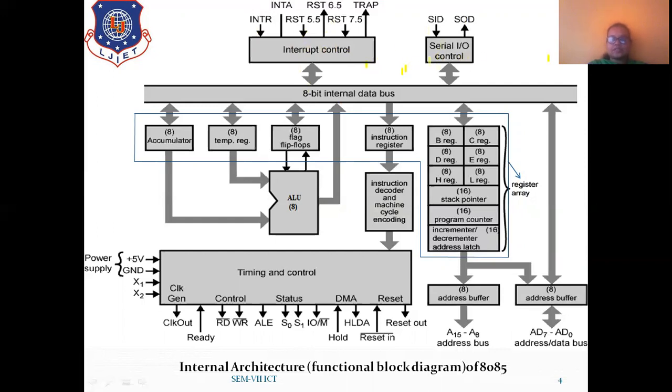At the rightmost top, it is a serial IO control group. In between, it is an 8-bit internal data bus. Then it will have a register section, right? Here it is an ALU section, that is arithmetic and logical group, right? And at the bottom, it will have a timing and control group. So these 5 sections we will discuss in this session, right?